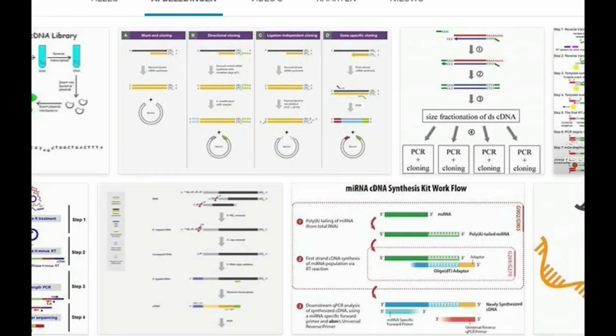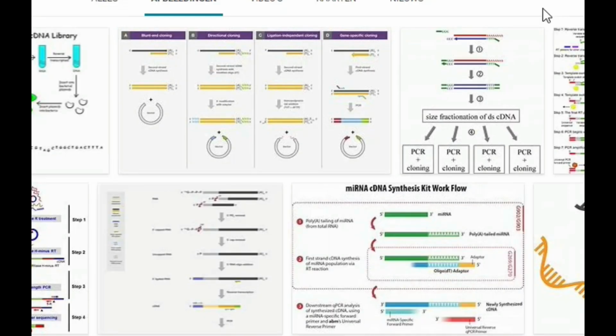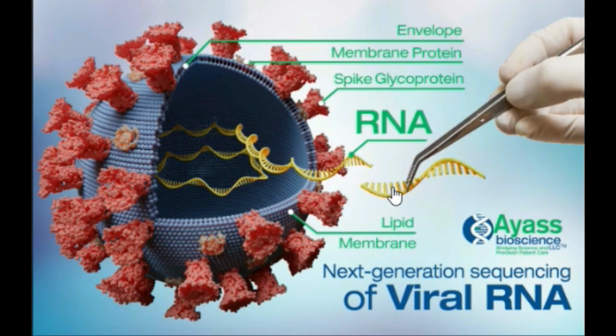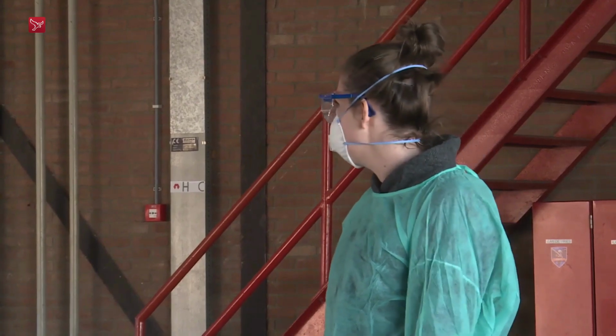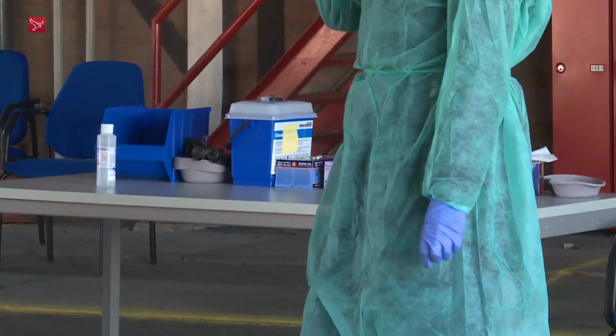And then you can also change it into cDNA, which is also theoretical nonsense. And then you can determine somebody has a virus. Let's see how the average corona test is being conducted.